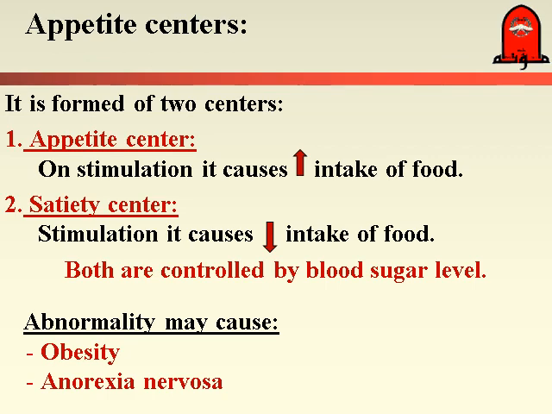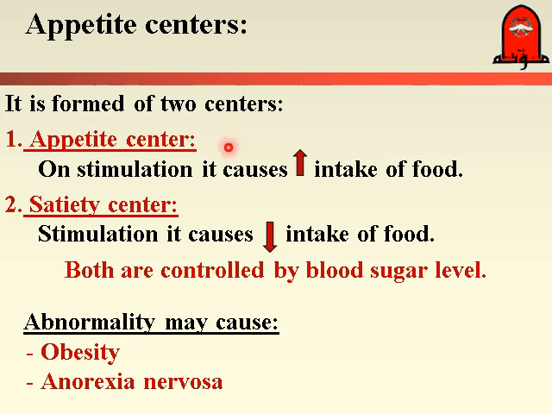One of these centers is the appetite center. If we go into more detail, it is formed of two parts: the appetite center and the satiety center. The appetite center stimulation will produce increased intake of food. Opposite to that, the stimulation of the satiety center will produce a decrease in the intake of food.